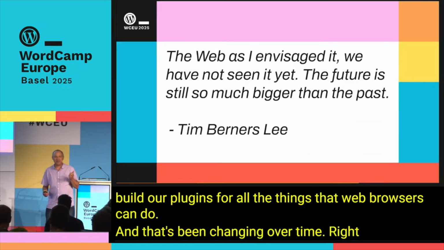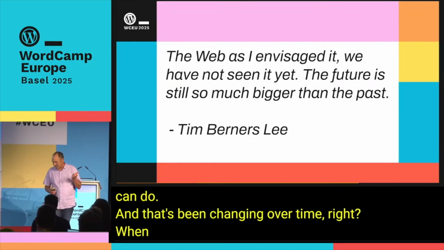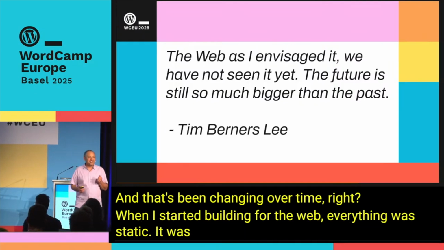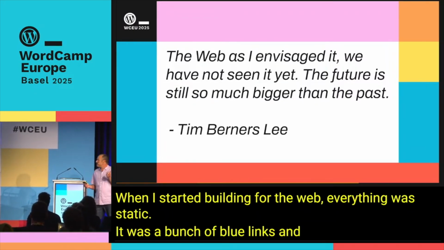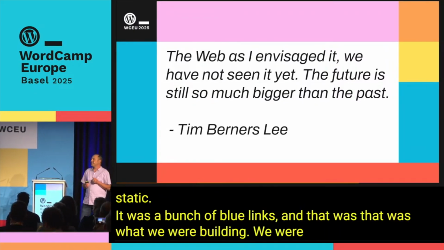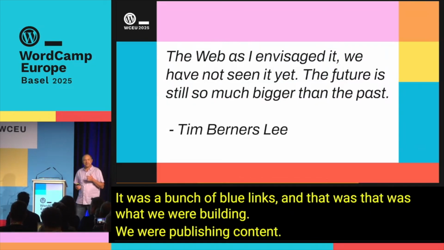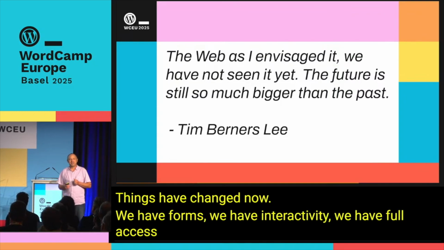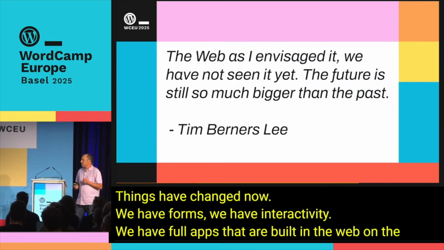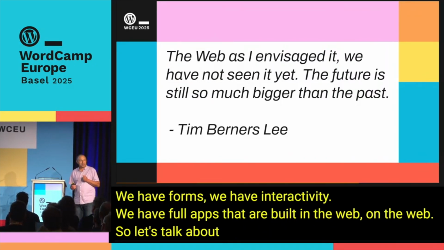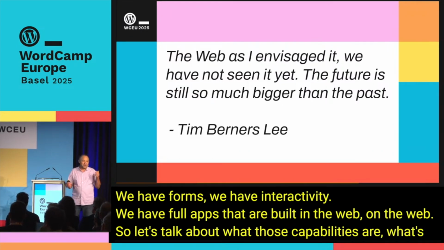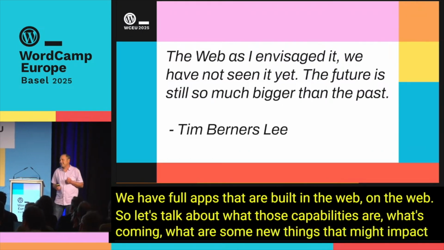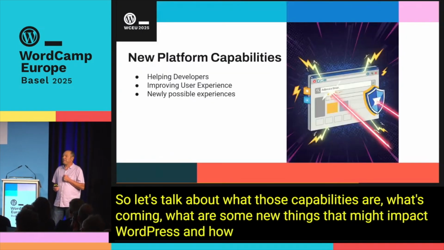When I started building for the web, everything was static. It was a bunch of blue links, and that was what we were building. We were publishing content. Things have changed. Now we have forms, we have interactivity, we have full apps that are built in the web, on the web. So let's talk about what those capabilities are, what's coming, what are some new things that might impact WordPress, and how you can keep up with them.